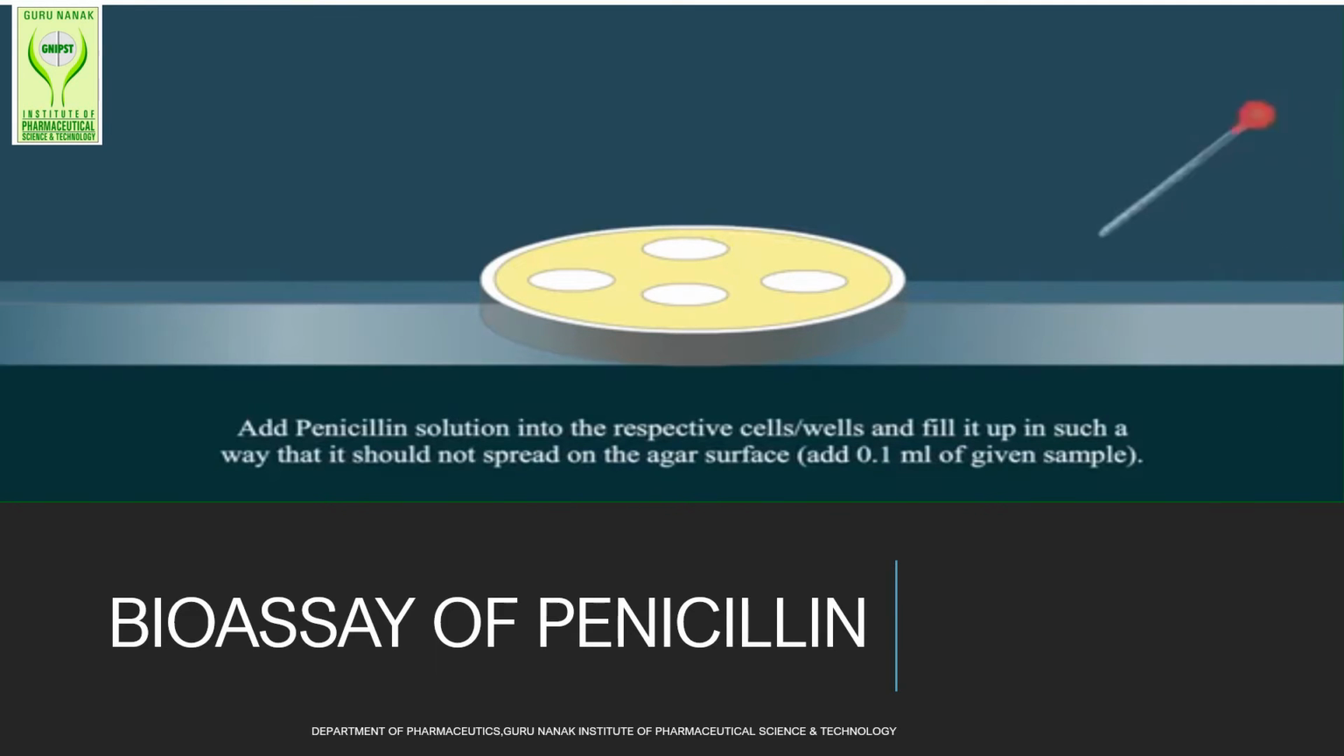Then we will add the penicillin solution into the respective cups or wells and fill it in such a way that it does not spread on the agar surface. We have to take around 0.1 ml of the given sample. This completes the process of inoculation. One thing we have to keep in mind is that SH and UH have to be kept diagonally opposite to each other.